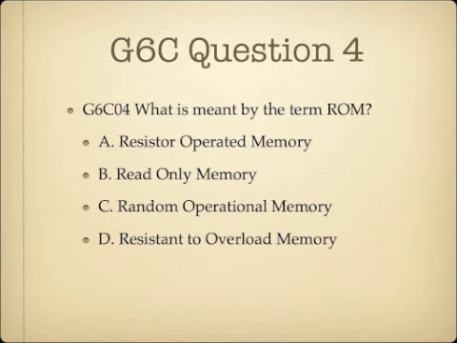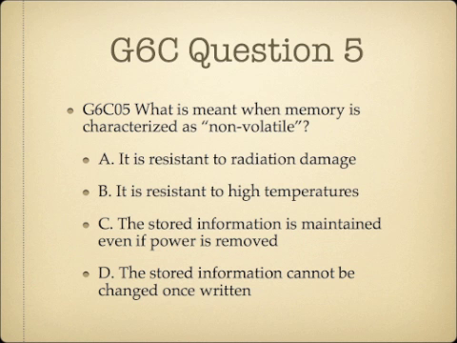Question 4. What is meant by the term ROM? A. Resistor operated memory. B. Read-only memory. C. Random operational memory. Or D. Resistant to overload memory. Question 5. What is meant when memory is characterized as non-volatile? A. It is resistant to radiation damage. B. It is resistant to high temperatures. C. The stored information is maintained even if power is removed. Or D. The stored information cannot be changed once written.